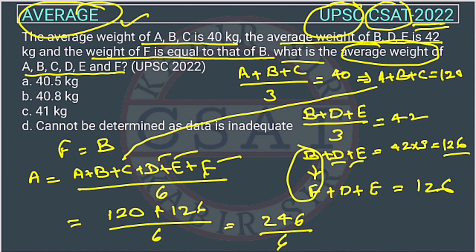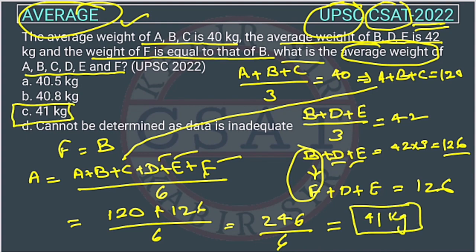I hope you all understood, right. So the average weight will be equal to 41 kg, right. So this is our answer. So option C is the answer, right.